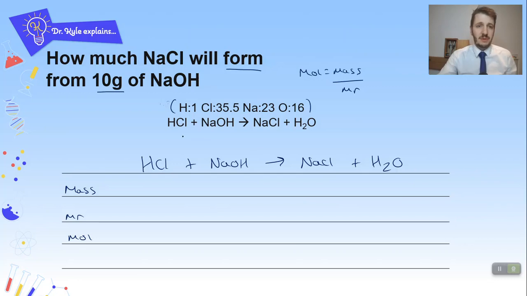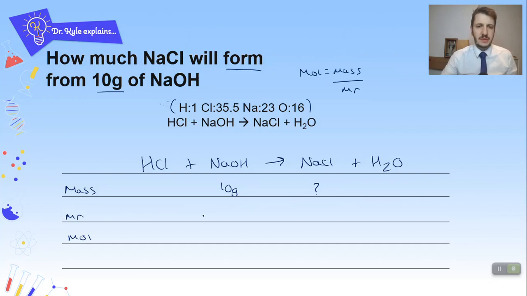Then let's figure out what we're going to do. So how much NaCl? I'm going to put a little question mark here for NaCl for us to work out the mass. That's what we're trying to figure out. Then we're going to put in 10 grams of NaOH here. And then we're going to look at this and go, right, what else can we work out?